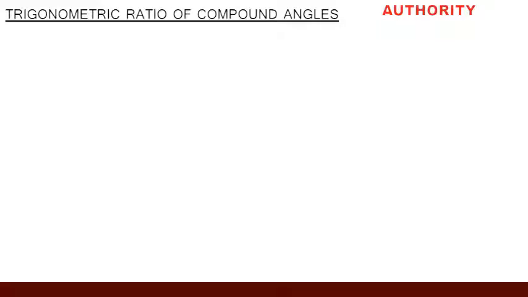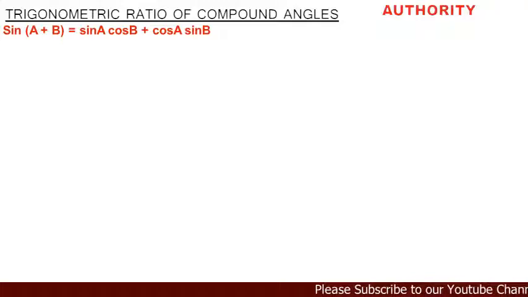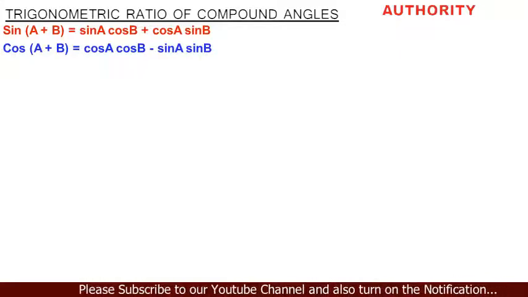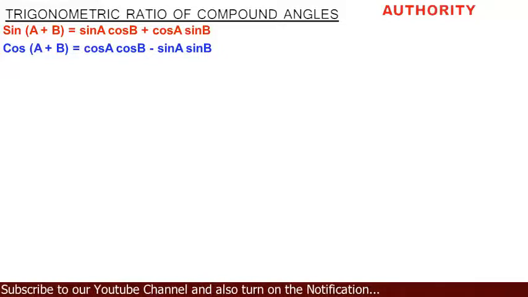Now let's take a look at this topic: trigonometric ratio of compound angles. In this lesson, we're going to show that sin(A + B) is equal to sin A cos B plus cos A sin B. And then we're also going to show that cos(A + B) is equal to cos A cos B minus sin A sin B. Please pay attention to this lesson. It's very, very important. Okay, let's pay attention.